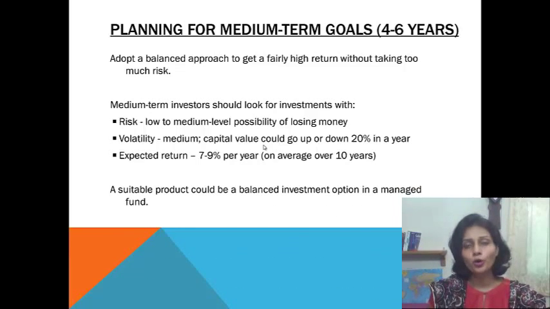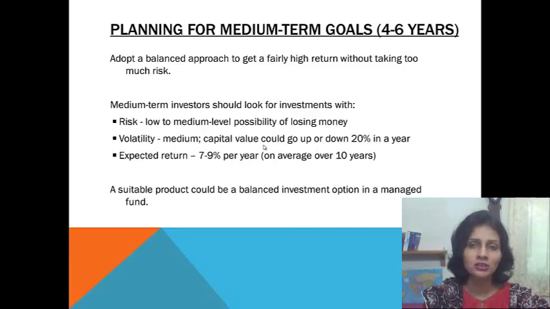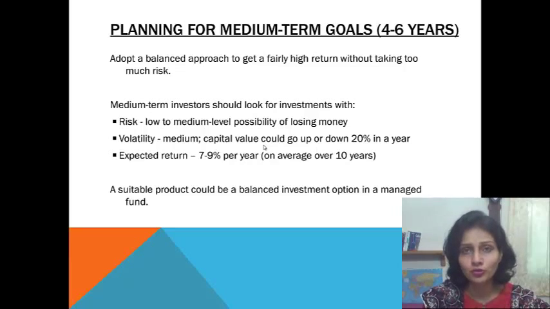The kind of product that I would suggest for a medium-term goal would be a balanced investment option of a managed mutual fund. There are a lot of managed mutual funds in which they have a combination of different products which gives a balanced approach in terms of income as well as growth. They are not very aggressive and they are suitable for mid-term goals.